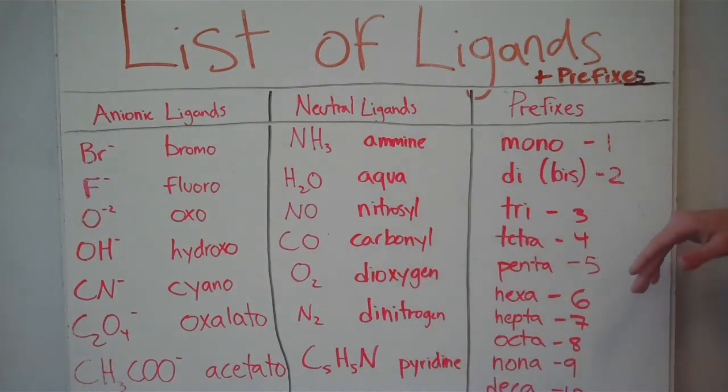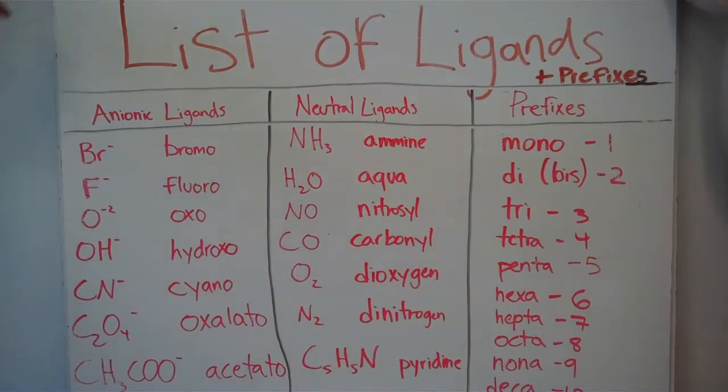and so on. With the ligands, you also have to put prefixes in front of them. I'm just going to do the first 10, but 1 is mono, 2 is di or bis, 3 is tri, 4 is tetra, 5 is penta, 6 is hexa, 7 hepta, 8 octa, 9 nona, 10 deca.